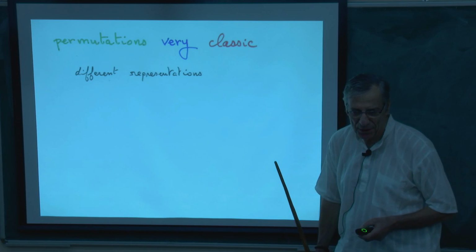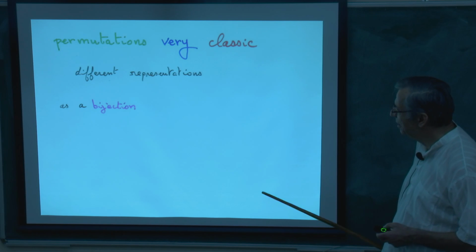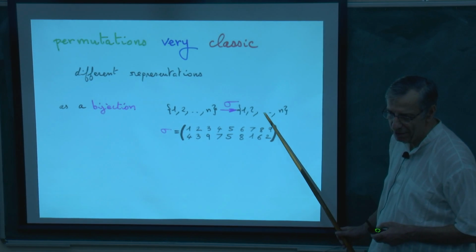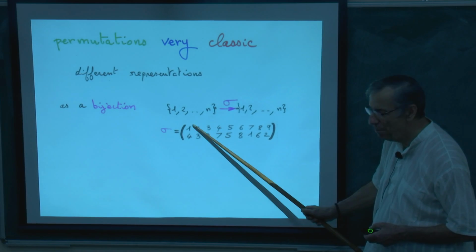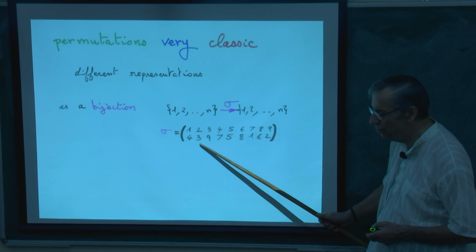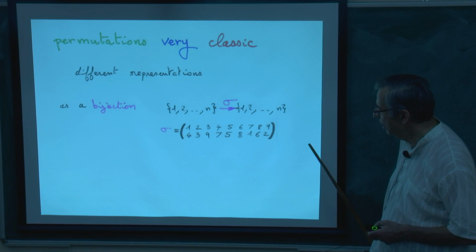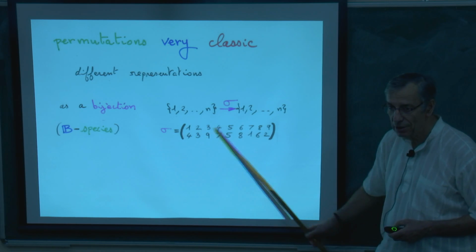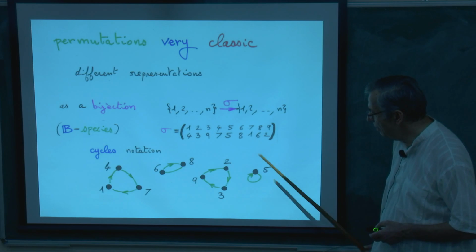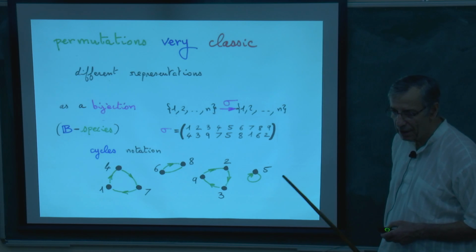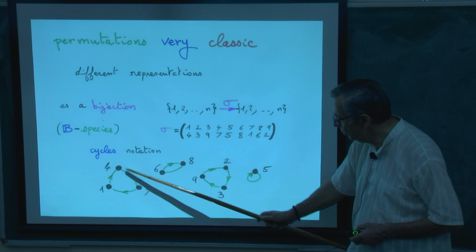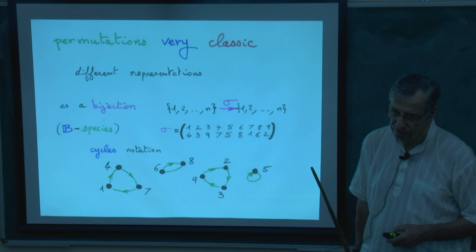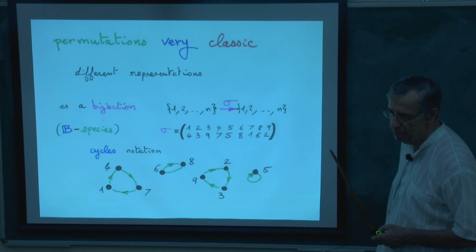So there are different representations of permutation. Sometimes the definition of permutation is a bijection from a finite set to a finite set, which I can take 1 to n. So you can write this bijection as a map: 1 goes to 4, 4 goes to 2, 2 goes to 3, 3 goes to 9, etc. And this representation, in fact, is in the language of B species. I don't consider any order on the numbers 1 to n. And this map can also be written in a cycle notation, where 4 goes to 7, 7 goes to 1, 1 goes to 4, and you have this cycle notation. So this is permutation as a B species.